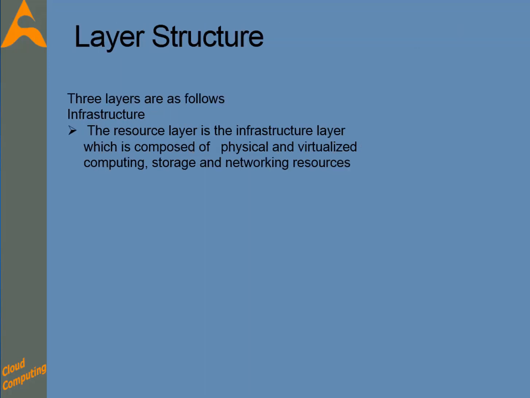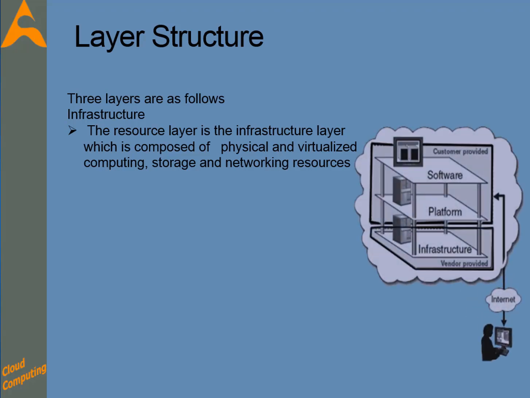Let's discuss the layer structure. Three layers are as follows. Infrastructure. The resource layer is the infrastructure layer, which is composed of physical and virtualized computing, storage and networking resources.